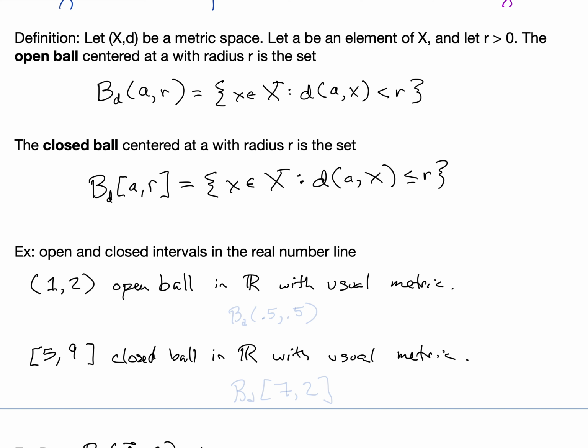And the closed ball centered at a with radius r, similarly, same deal except that it's x in the set X such that the distance between a and x is less than or equal to r.